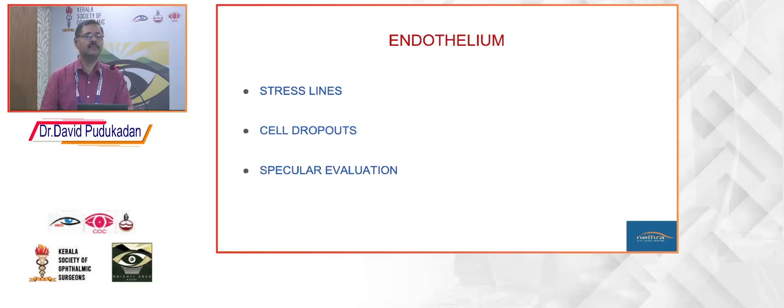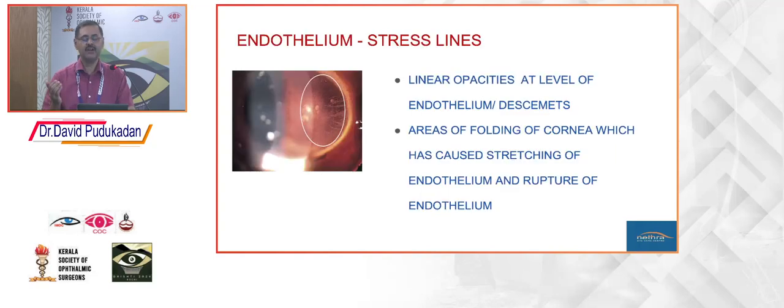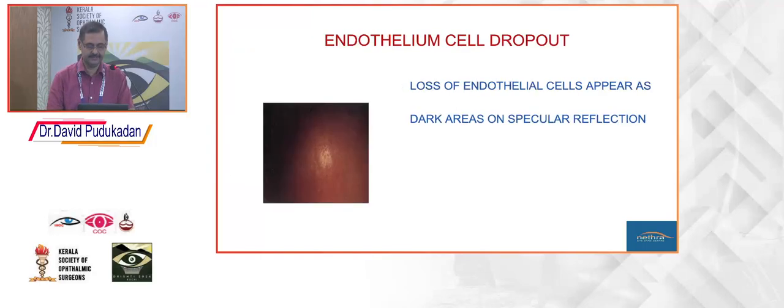Coming to endothelium, endothelium is evaluated for the extent of stress lines, cell dropouts, and specular evaluation findings. Stress lines are linear opacities at the level of endothelium. These occur while tissue harvesting. When there is folding of the tissue or undue stress on the tissue, there will be rupture of the endothelium or stretching of the endothelium, resulting in stress lines.